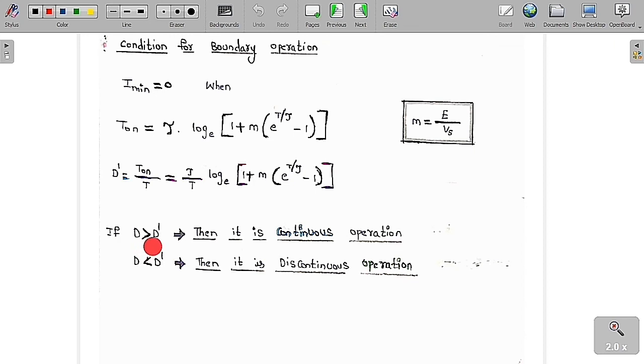If d is greater than d dash, then it is continuous operation. If d is less than d dash, then it is discontinuous operation. So always you have to operate at a duty ratio greater than this critical value. Then only we are going to get continuous operation. Otherwise, if the duty ratio is lesser than the critical value or boundary operation, then discontinuous operation is going to be present in the output current.